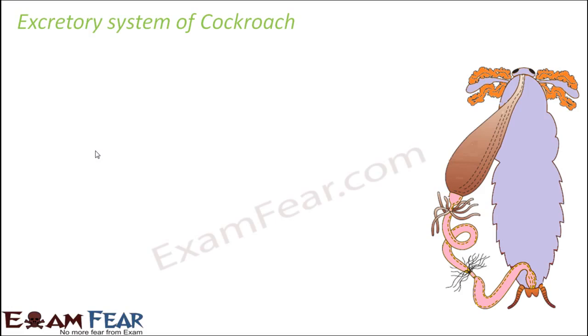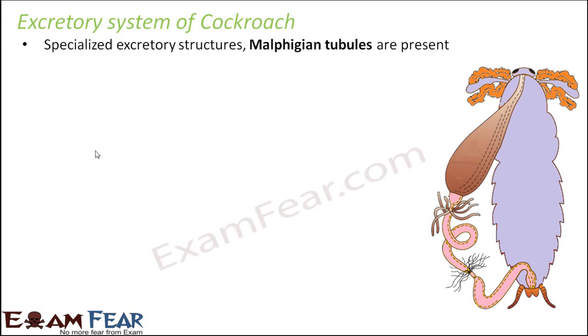So now we'll talk about the excretory system. That is, how does the cockroach get rid of the waste products present in its body. After the excretory system, we'll discuss the last topic, that is the reproductive system. Now let us see how excretion happens in the cockroach. They have specialized excretory structures called Malpighian tubules. These are the specialized excretory structures which are present in the cockroach.